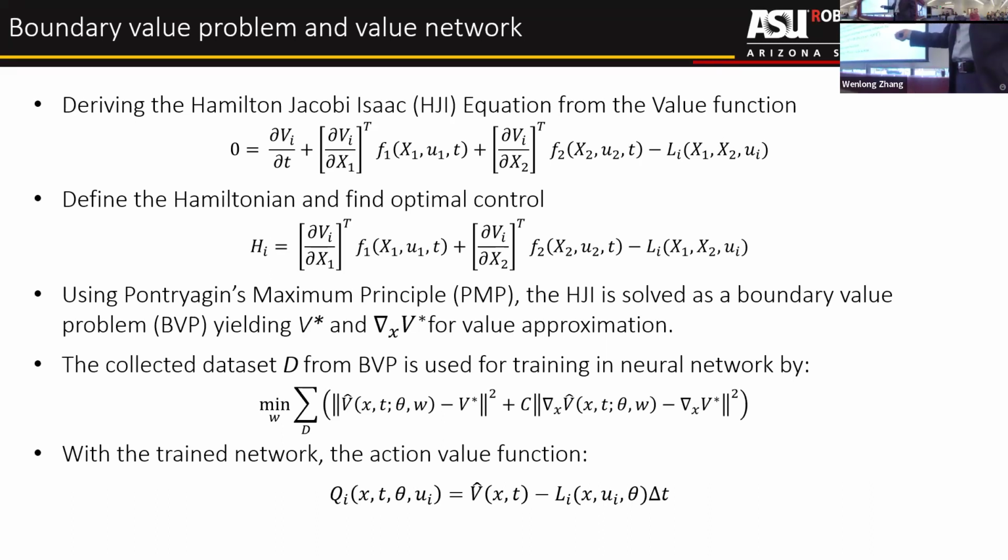What we're trying to do is use the neural network to fit the value, right? So we create a value network, and then we train that value network using the data we have from solving with PMP, okay? With the trained network, you can easily get the Q function, and that allows you to make decisions very fast, right? So that's the idea here.